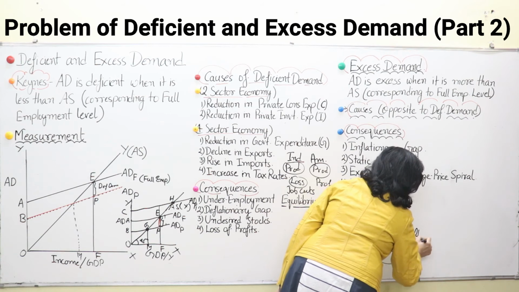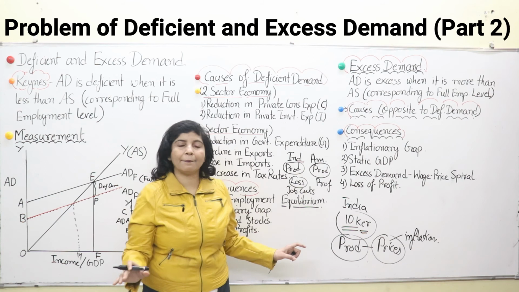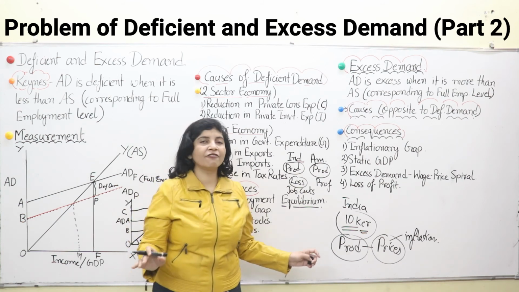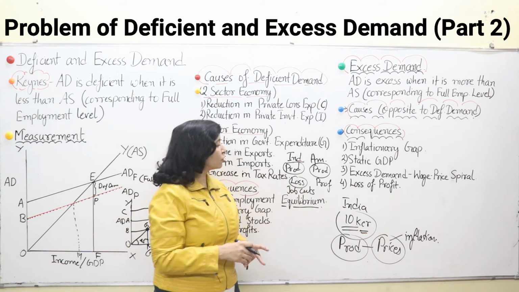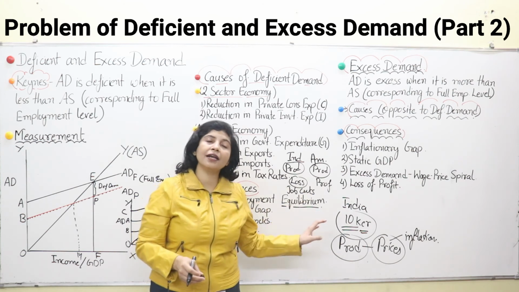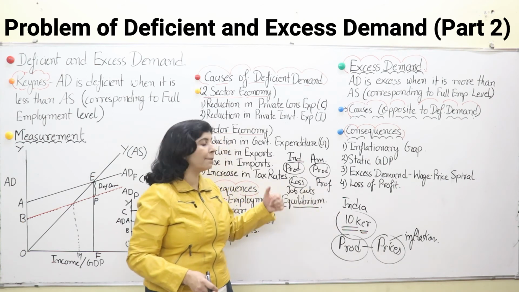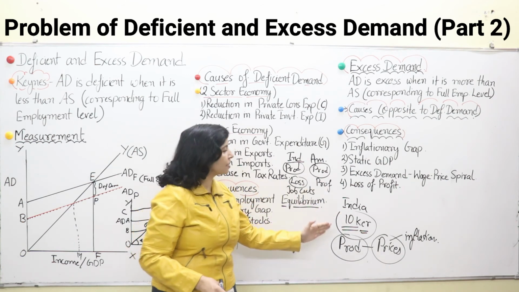Inflation will increase because no more production can happen. No more people are left unemployed, so everyone is employed, everyone is working, everyone is having income. Everyone wants more and more commodities, so they will compete for commodities and prices will increase.